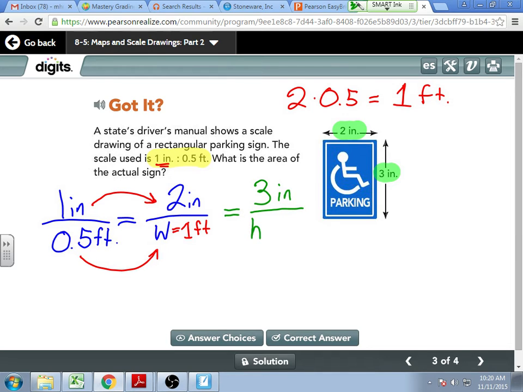So now we'll get the height of the actual. Then we can say, oh, to go from 1 to 3 is just times 3. To go from 0.5 to the actual height would just be times 3. And we get 1.5 feet. So we can set up a string of proportions and just keep working from the original one, or you can put the original scale proportion in the middle.